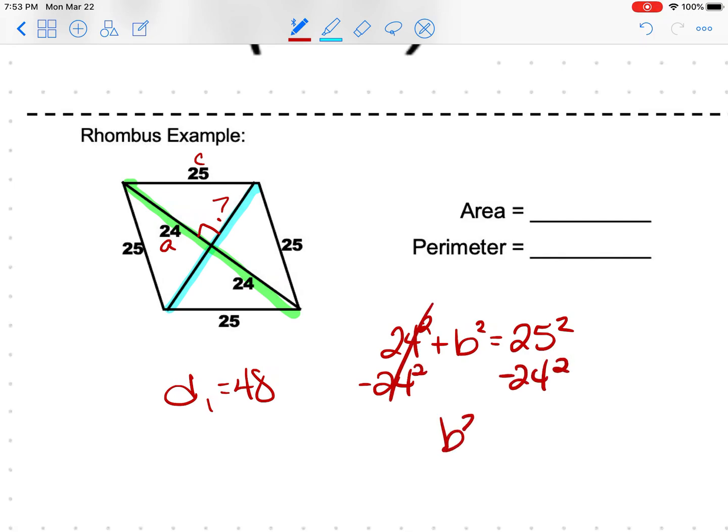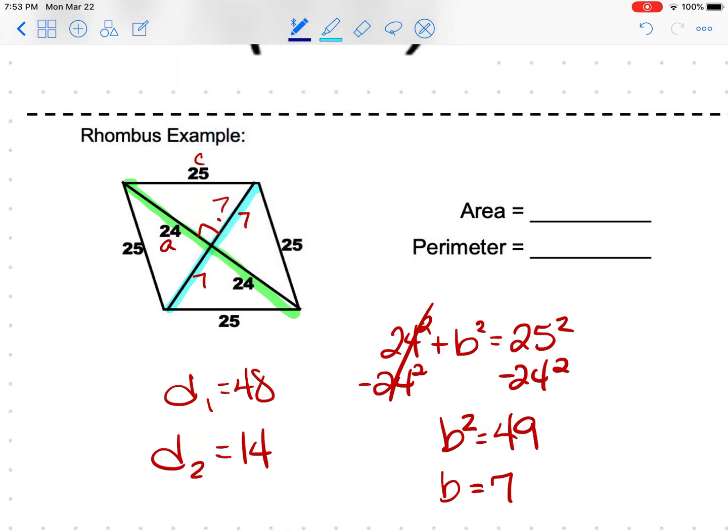And so B squared equals 49. And if we square root that, B would equal 7. And so that tells me that this is 7 and this is 7, which means diagonal 2 would be 14. So now I have everything I need ready to go.